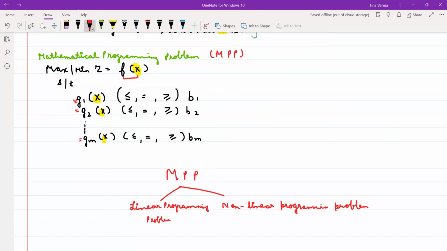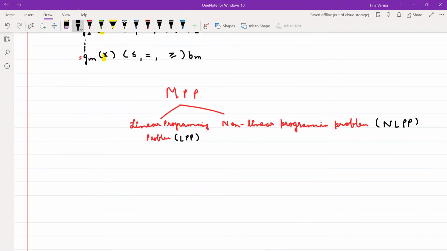The shortest name that we use for linear programming problem is LPP, and for non-linear programming problem we say NLPP. Is it clear? So it comes in two types.